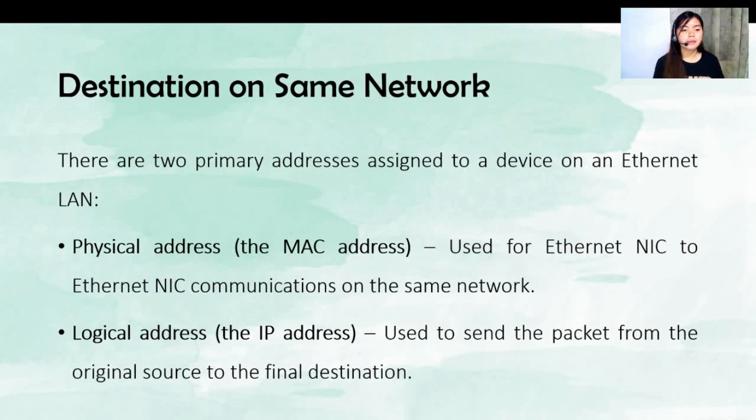Destination on the same network. There are two primary addresses assigned to a device on an Ethernet LAN. The physical address, or the MAC address, is used for Ethernet NIC to Ethernet NIC communications on the same network. Next is the logical address, or the IP address. It is used to send the packet from the original source to the final destination.